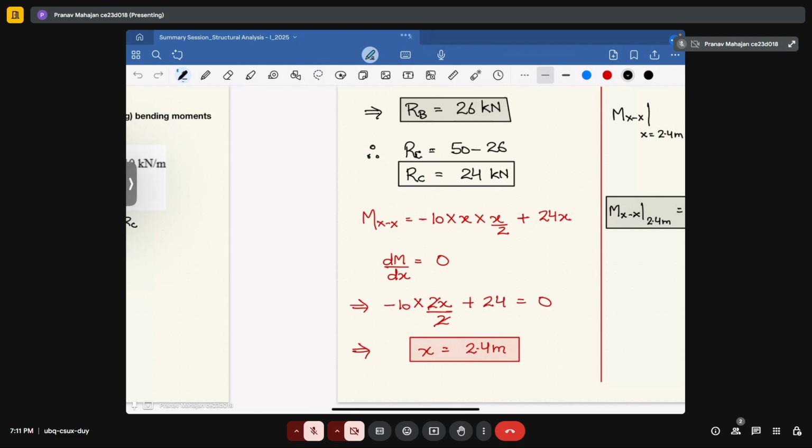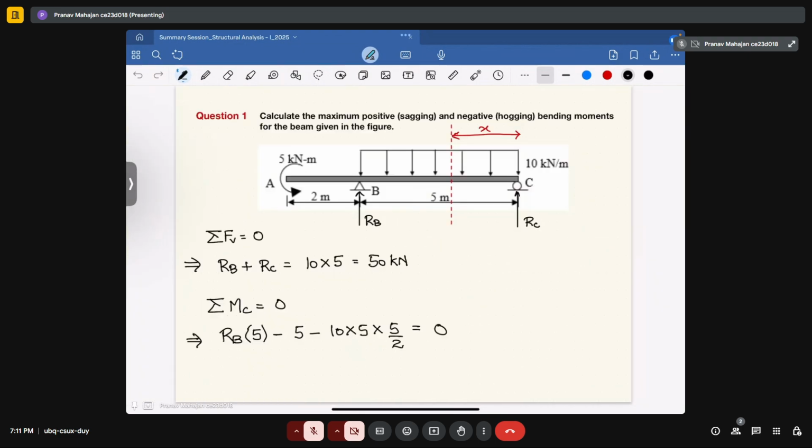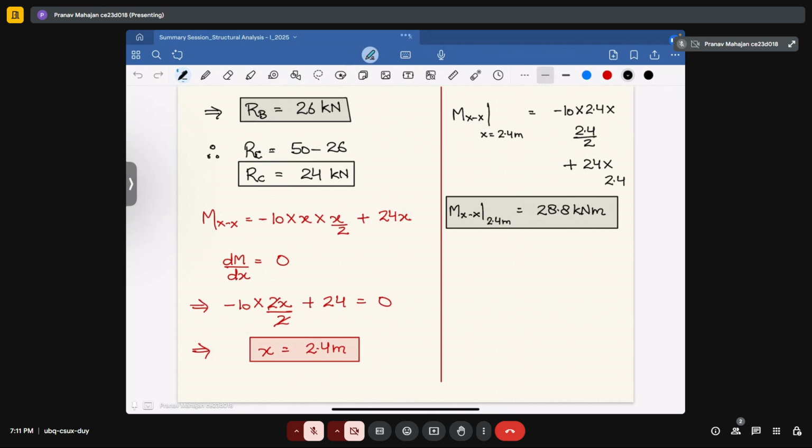We have taken the moment from the right of the section. In this case, if you apply from the right of the section, you have 24h coming out from the reaction of RC, minus 10h into h by 2 coming out from the UDL that is applied over the system. Now this is the equation of the moment at any particular point in the section. To determine the maximum and minimum value, we differentiate the equation and get to know the points at which the equation will come out to be maximum and minimum.